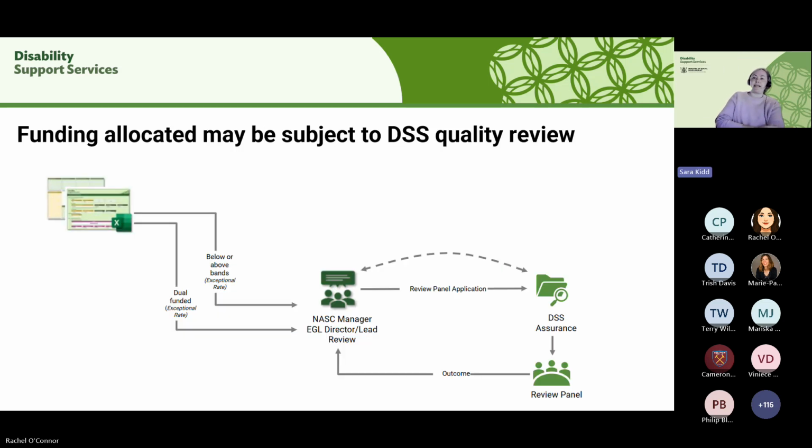There may be instances, however, where a rate can only be offered to a provider once it has been subject to a DSS-led quality review. A high-level overview of the process for DSS's quality review is illustrated here. DSS has the discretion to set criteria for rates that must be quality checked before they are offered to a provider. And I'll just give you a minute there. Sorry, just so that people can take that in.